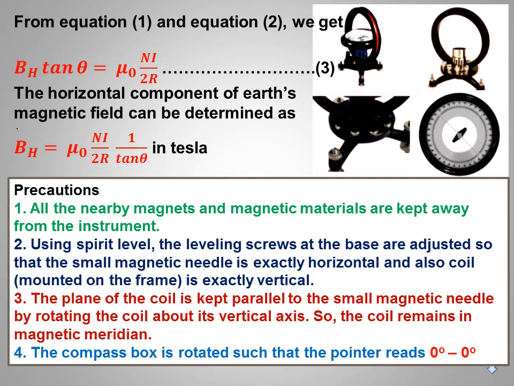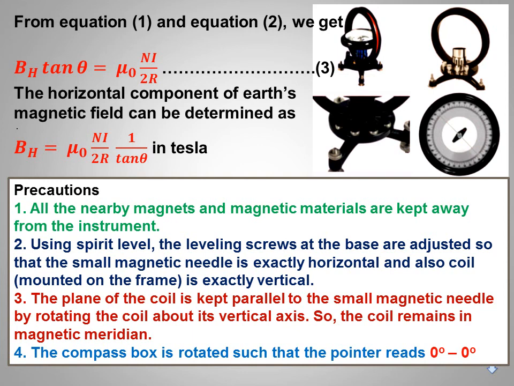See, there are some precautions to be taken carefully while performing this tangent galvanometer experiment. First, all the nearby magnets and magnetic materials are kept away from the instrument, because these magnets or magnetic materials will deviate the small needle which is present at the center. This will deviate it and we will get different values.